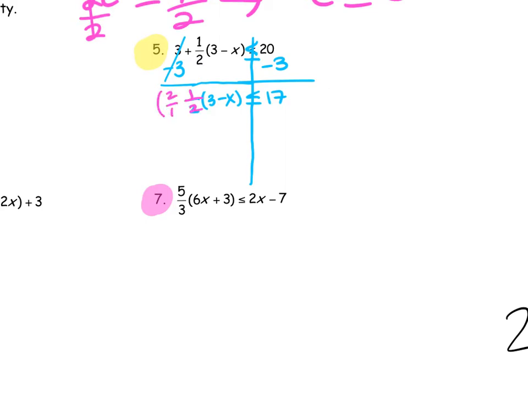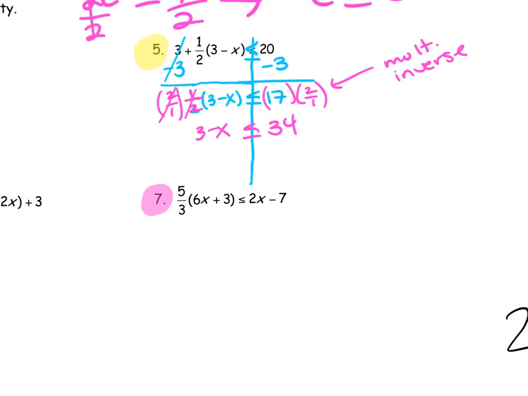2 over 1. So if I multiply that side by 2 over 1 and this side by 2 over 1, these cancel. Okay, so I just used the multiplicative inverse. We just applied the multiplicative inverse. And now I have 3 minus x is less than or equal to, well, 17 times 2 over 1 is 34. We're almost there.